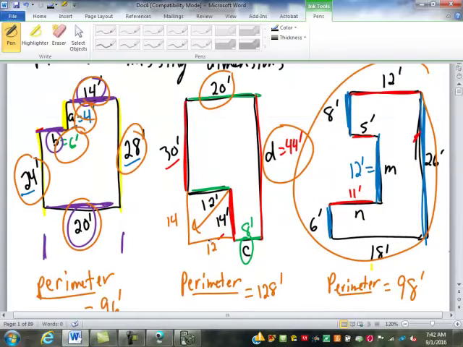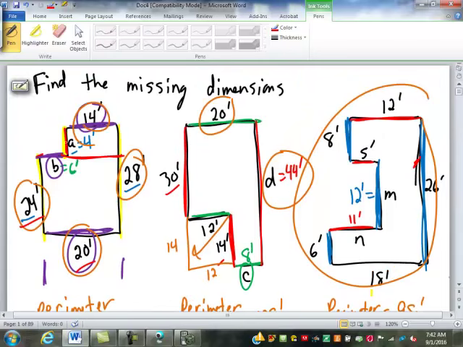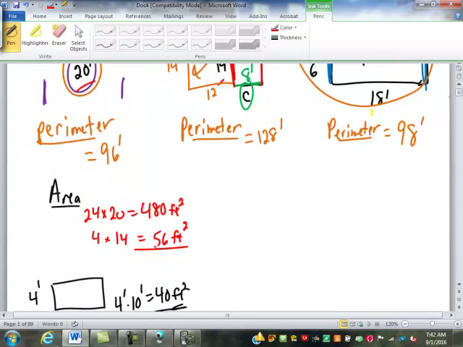Something like this, to get the area, we're going to have to cut it somehow. We're going to do that same strategy, sticking with rectangles. I just cut it right across there. So now this one's 24 by 20, gives me 480 square feet. And this top one here is 4 by 14, giving me 56 square feet. So that would add up to a total of 536 square feet for me.